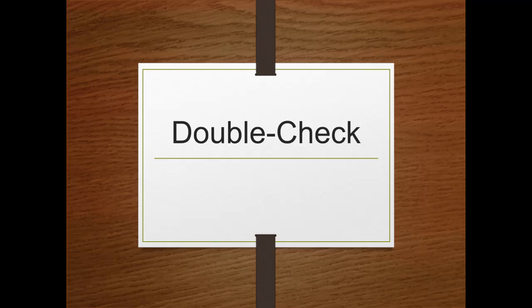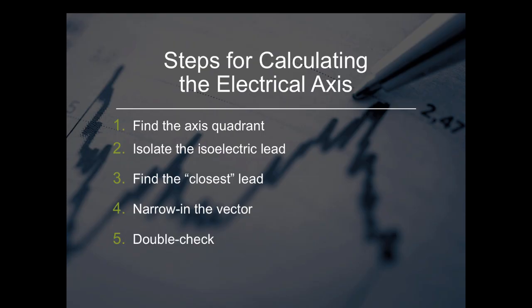Calculating axis, we can actually double check our findings. We have gone through all these steps. We've found this big broad quadrant. We've found our teeny tiny isoelectric lead. We found the closest lead to that.